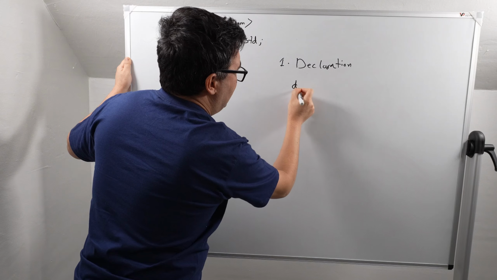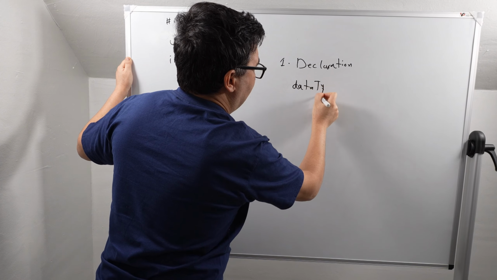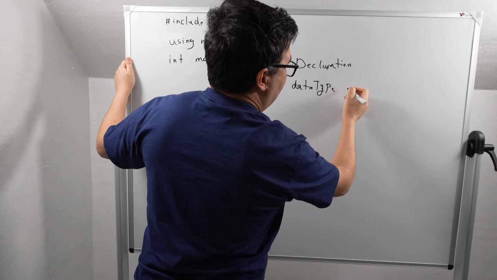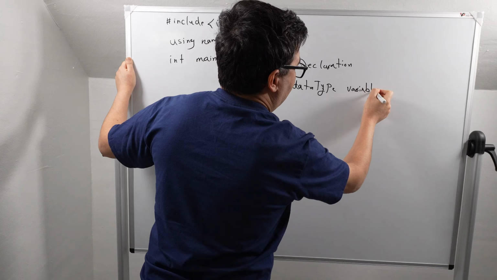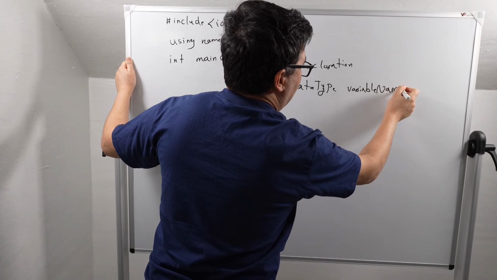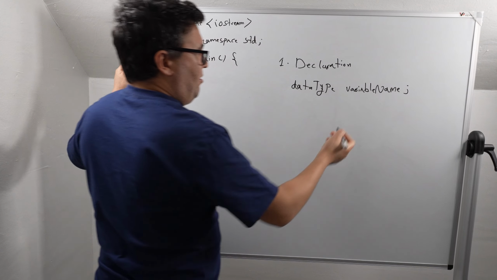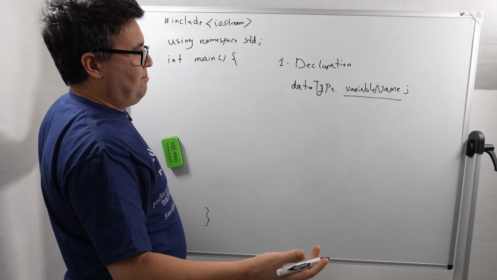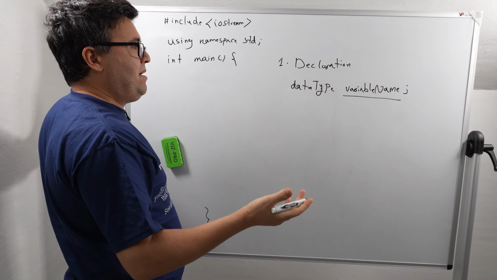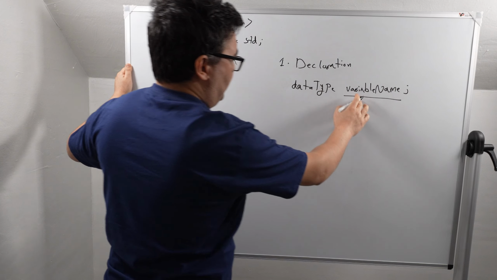We use a data type. First we define the data type, then the variable name, and then a semicolon. The variable name may be number, maybe X, or maybe Y, maybe a phone number, maybe an email, maybe any name you want to use here.